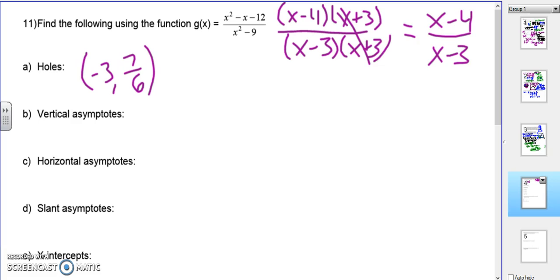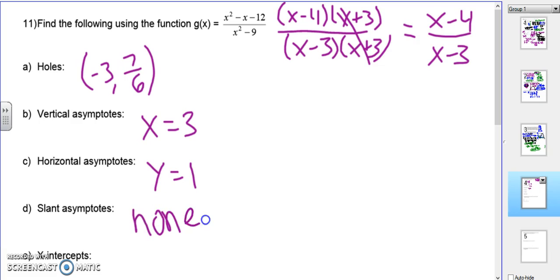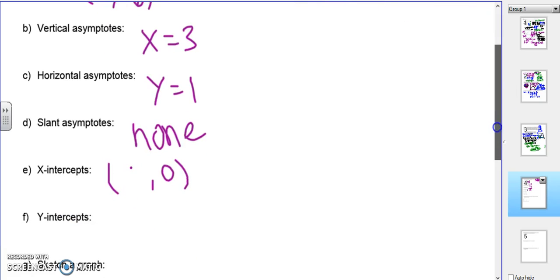So that's the hole. All right, now I want to know the vertical asymptote. It's always x equals, and it's what is going to make it undefined, so it's x equals 3. Horizontal asymptote is always y equals, it's the coefficients. 1 divided by 1 is 1. Slant asymptote, none. That only happens if the higher power's on the top and the powers were the same, so there isn't one. And then the x-intercept is when y is 0. The y-intercept is when x is 0. And then we're going to sketch a graph.